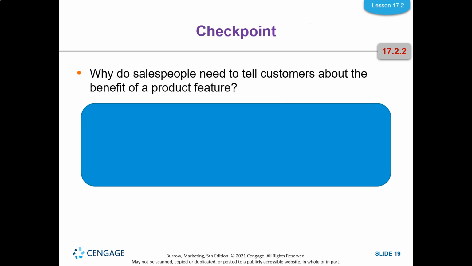Checkpoint question for 17.2.2. Why do salespeople need to tell customers about the benefit of a product feature? We'll pause now so that you may go write down a brilliant correct answer.